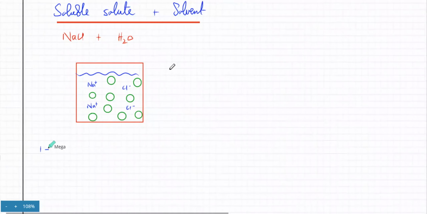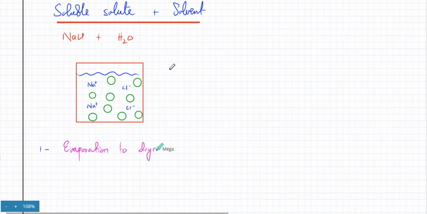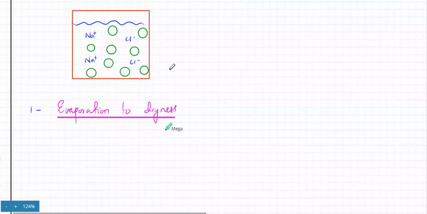Anyone? Amna? Evaporation to dryness. Okay, so the first one is you just evaporate the water, get rid of the water. So evaporation to dryness. What you're going to do is take an evaporating dish.